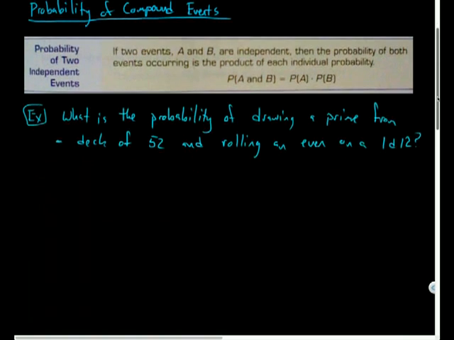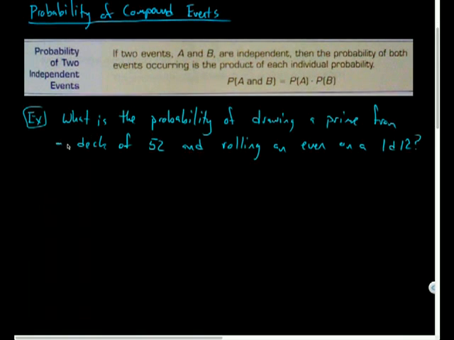So let's look at our first example. What is the probability of drawing a prime from a deck of 52? First of all, what are the prime cards in a deck of 52? By prime, I mean prime numbers. All right, I'm a math teacher. The prime numbers in a deck of cards would be 2, 3, 5, and 7. So there are a total of 4 prime numbers in each suit, and there are 4 suits to consider. So when I multiply those, I get 16.